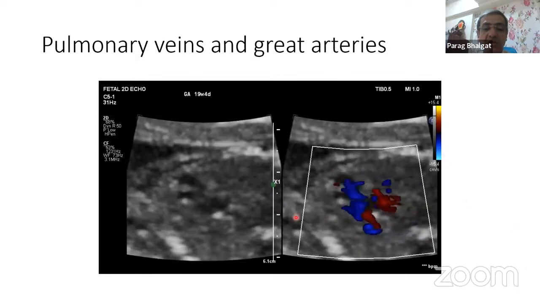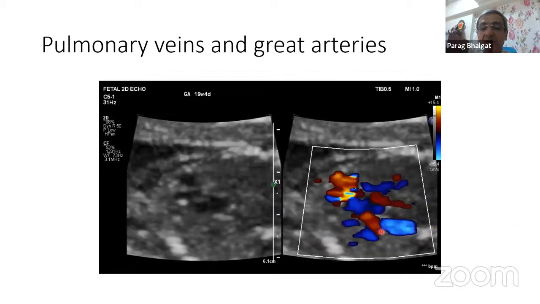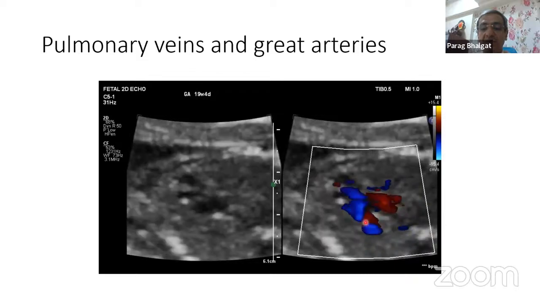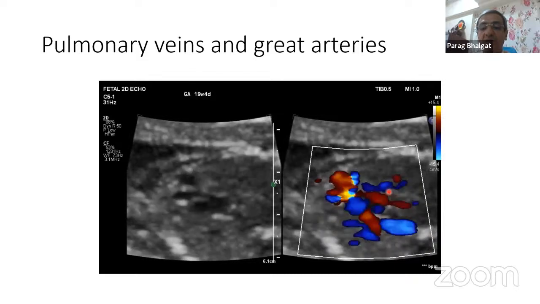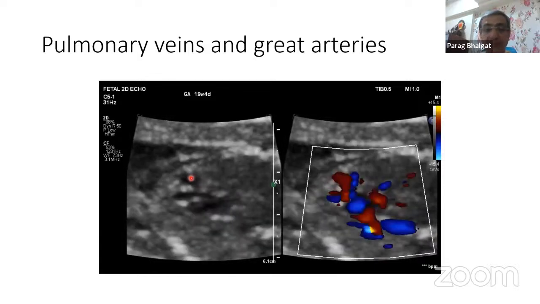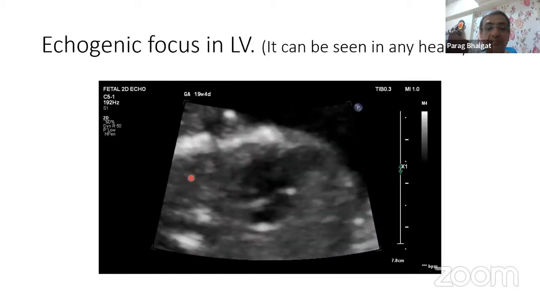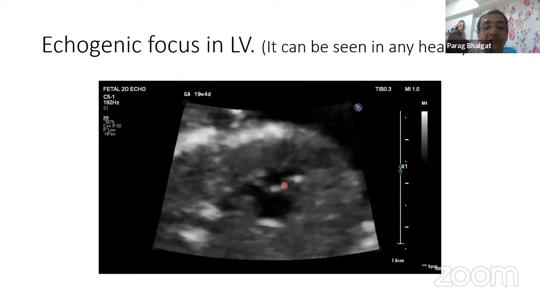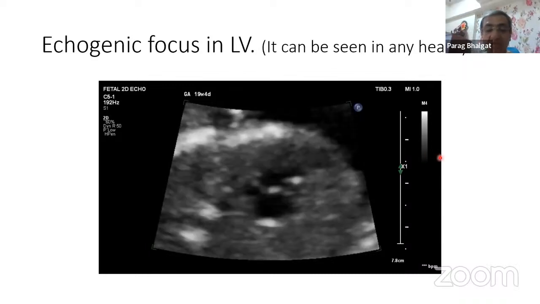Just to demonstrate drainage of pulmonary veins, this is the spine. These are the veins, this red one and this blue one. LV, RV. Echogenic focus, again just to demonstrate it can be seen anywhere. Just don't miss it, or just don't make a fuss of it, I would say.